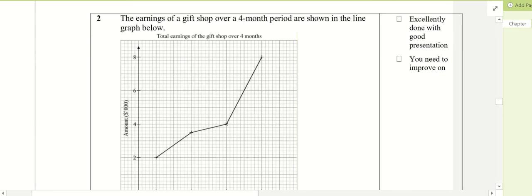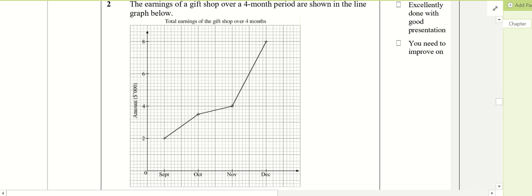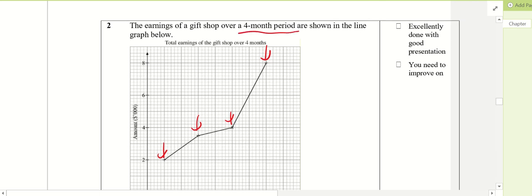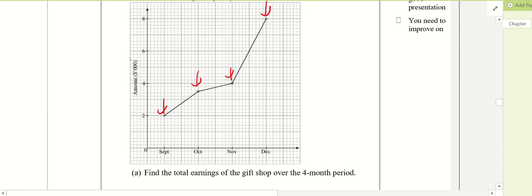Okay, so this is the next example. You can pause the video and try it on your own first. All right, you always remember to write down the value for each data point before you begin. I would say, of course, read the question first, right? It is over a 4 months period. This one is the earnings. That means how much goods they sell of a gift shop, right? So this is when reading the axis matters, right?